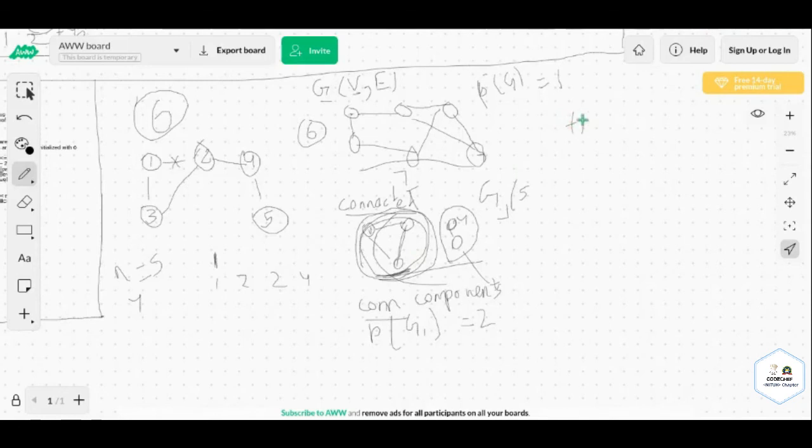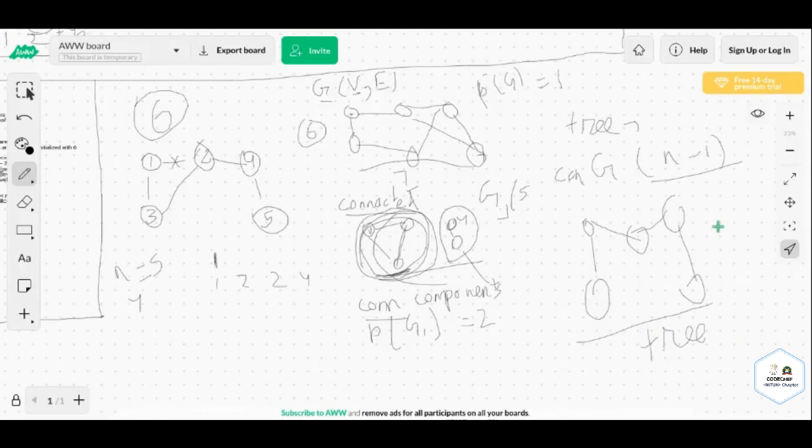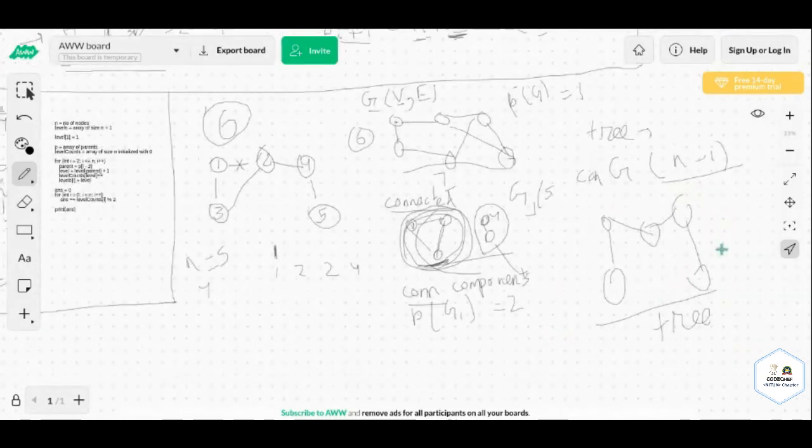Now, what is a tree? A tree is a graph. T is a connected graph with exactly n minus 1 edges. So let's say this is our graph, and we have a total of 5 nodes, and we create a total of 4 edges. Now this is a tree. Okay, this is a connected graph because from every node we can reach every other node, and also the number of edges is n minus 1.